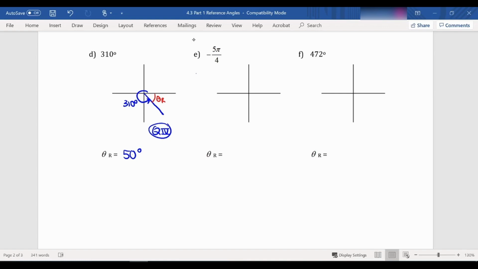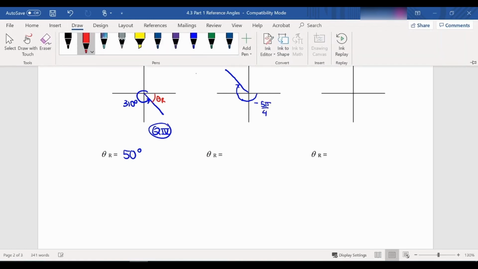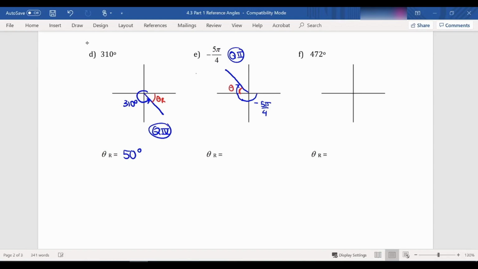Next one is negative 5 pi over 4. This means I'm traveling in the opposite direction here. 4 pi over 4 would be a half circle, but I went farther than that. I went 5 pi over 4, so I would be here in quadrant 2. My reference angle is between my terminal arm and my closest x-axis, which would be right here. So I'm looking at how much further did I travel past that x-axis. That x-axis would be negative 4 pi over 4. So I traveled further by pi over 4.